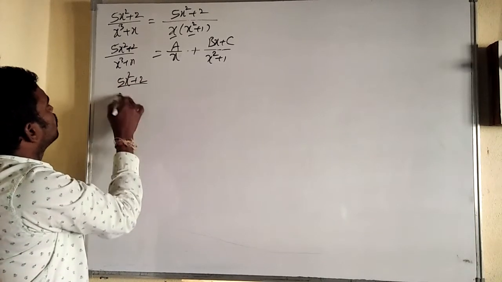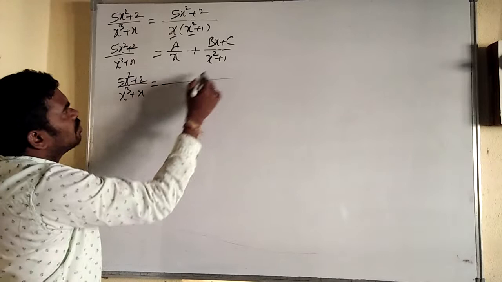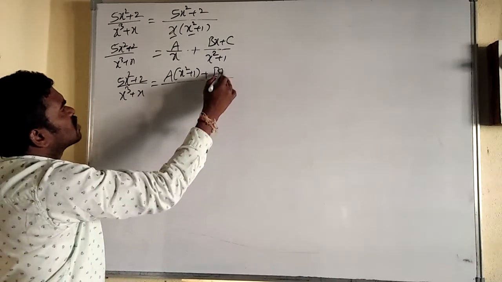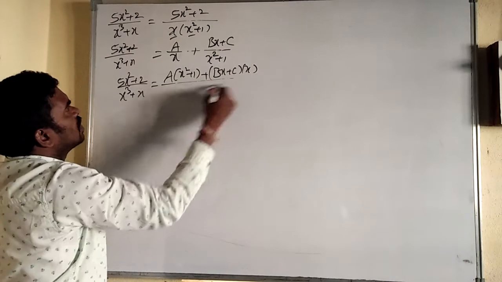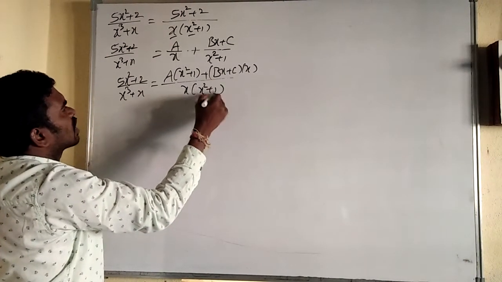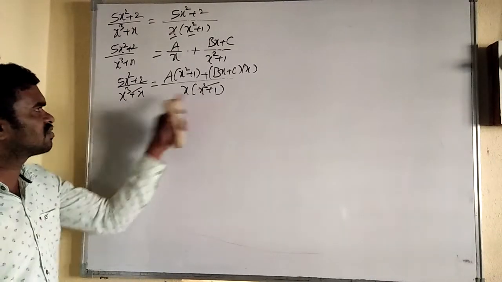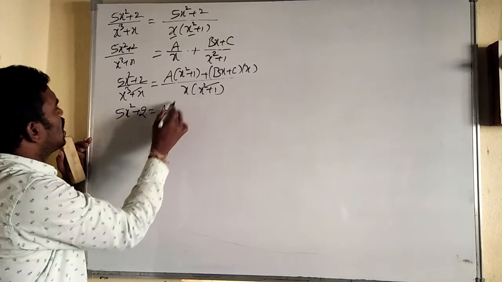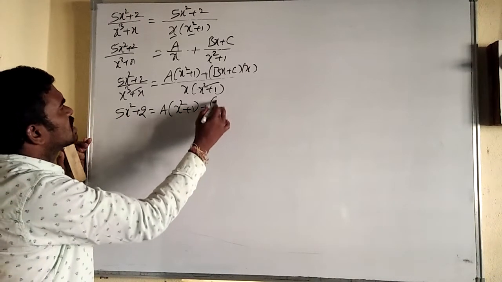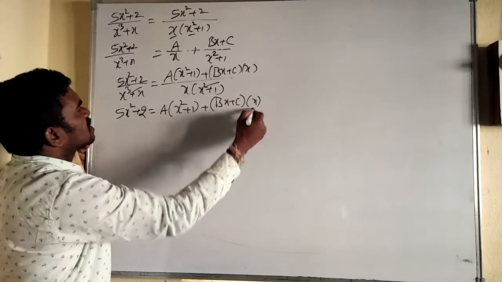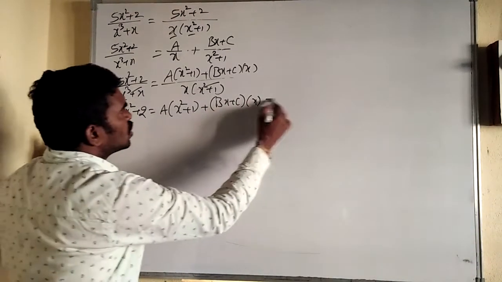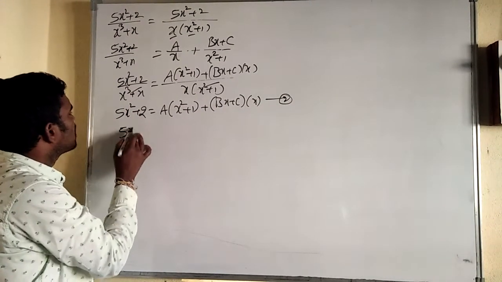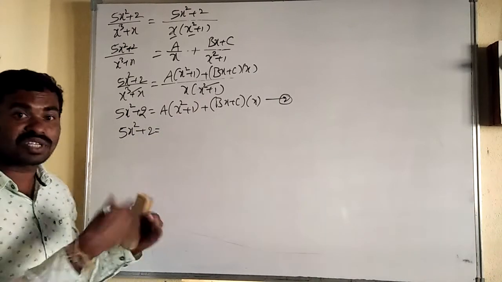5x square plus 2 by x cube plus x is equal to, take LCM, x square plus 1 into a. So a into (x square plus 1) plus x into (bx plus c), by x into (x square plus 1). Cancel both sides, of course, this will be the same. So 5x square plus 2 is equal to a into (x square plus 1) plus (bx plus c) into x. Okay, equation 2. To continue, simplify this. Maybe the coefficients are useful.